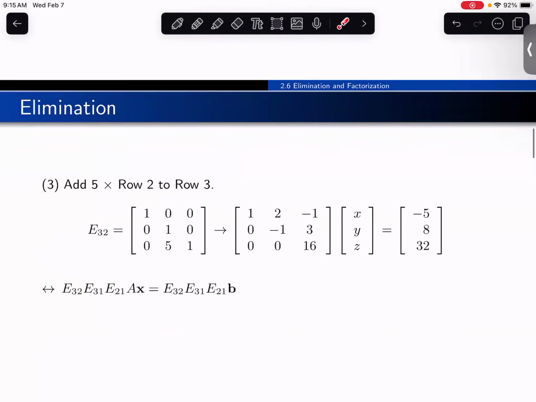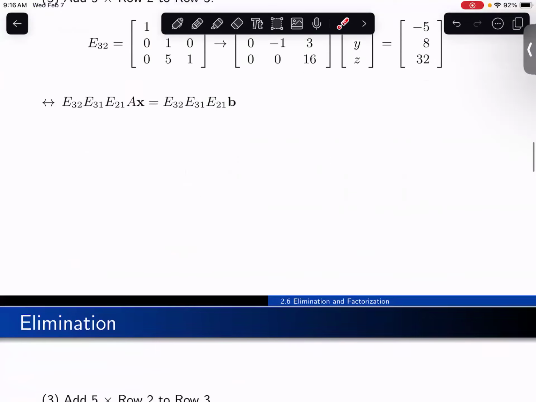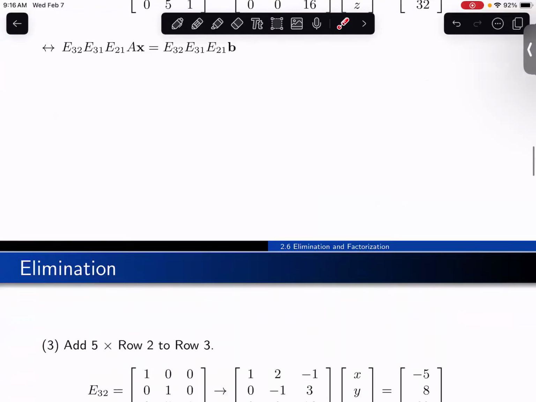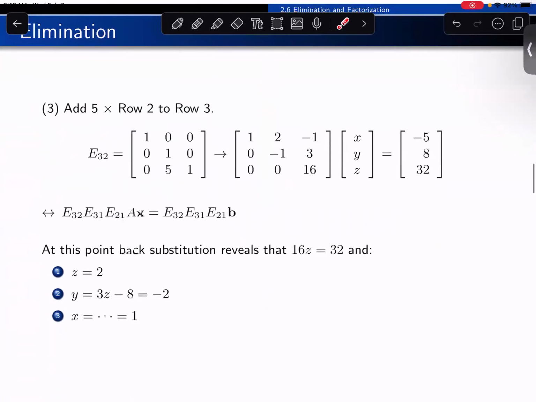What we did is we started off with this equation, AX is equal to B, and really we were multiplying both sides of this equation by these elimination matrices. Of course, what you do to one side, you have to do to the other. Where we stopped in the previous week is we'll just use this equation here to solve using back substitution.